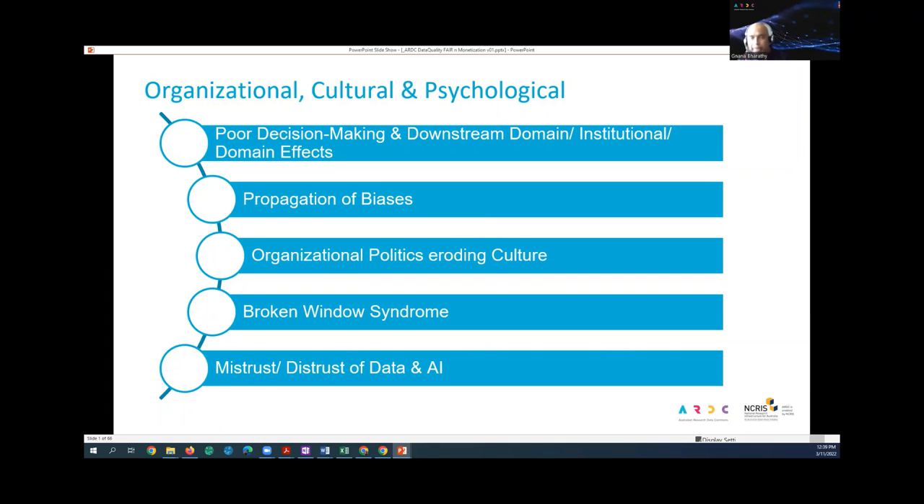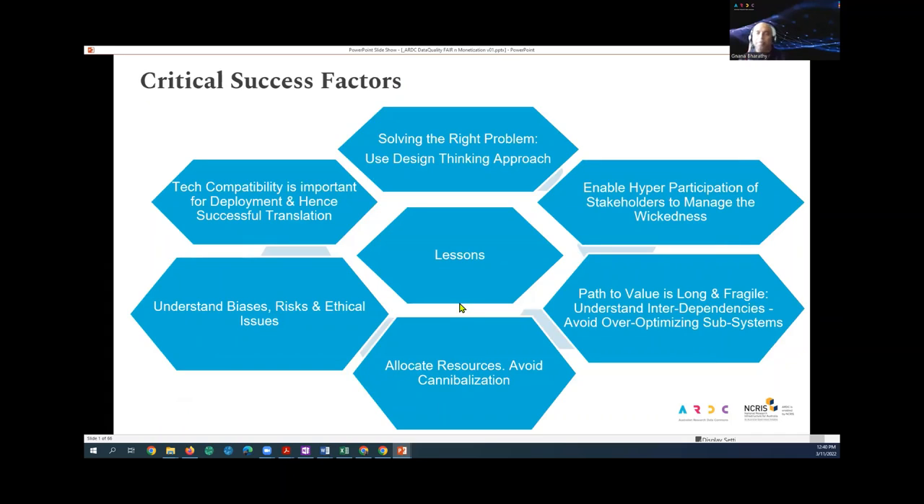There have been legal battles and so on. It also results in poor decision-making, propagation of biases, organizational politics and broken window syndrome. It often happens in research labs: okay, it's been this way and let's keep going. And the same in industry. And it could often result in mistrust and distrust of data.